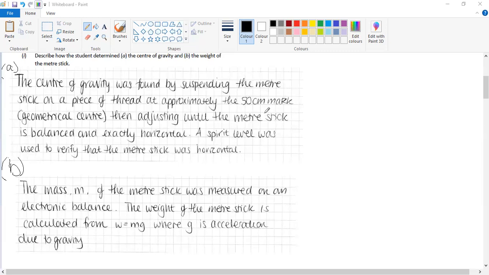So a lot of people will probably get to the electronic balance. And honestly, if you were even stuck in your own electronic balance, you've kind of got step one. But very importantly, you need to be using weight is equal to mass times gravity. So the weight of the meter stick is then calculated using weight is equal to mass times gravity, where g is acceleration due to gravity. Okay, so I just wanted to say what every letter meant.